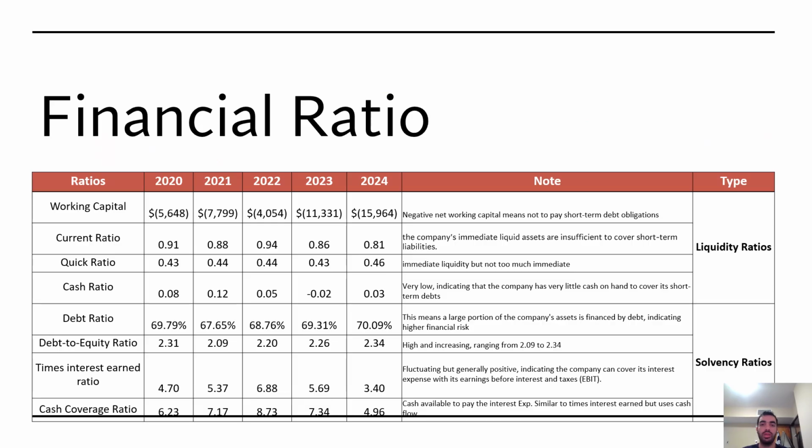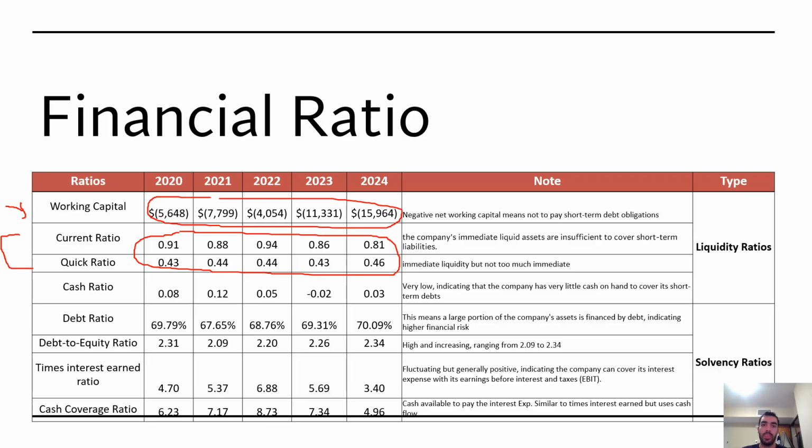Now I'm giving a heads up on the financial issues of CVS. I'm going to begin with the working capital. As we see, all five years are negative and worsening. So it gives a signal that CVS struggles to meet short-term debts. And look at the current and quick ratios, which are also below 1, and it means that there are insufficient liquid assets to cover liabilities.